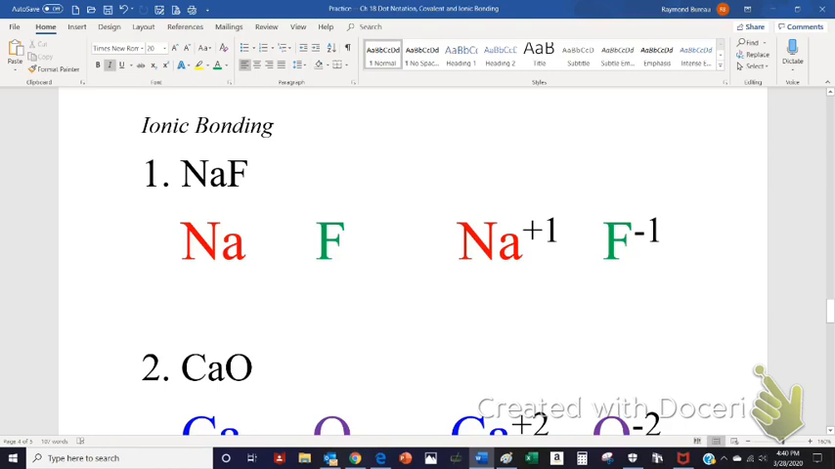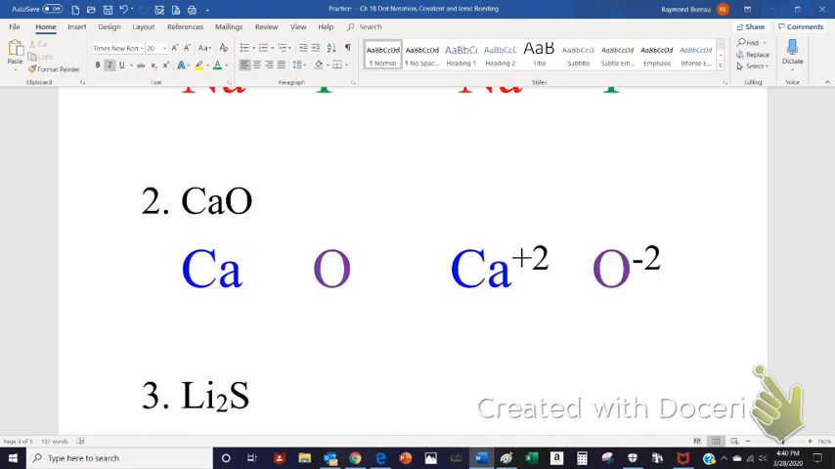Calcium oxide. Calcium is in group 2A. It is an alkaline earth metal. So let's get its 2 electrons. 1, 2. Oxygen is in the oxygen family. It is group 6A. So 1, 2, 3, 4, 5, and 6. Well, remember, we're trying to get a total of 8. Oh, that was bad. I'm trying to put that one right there. Okay. Trying to get a total of 8 valence electrons.